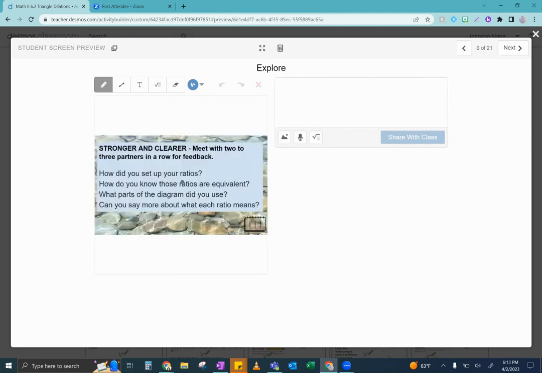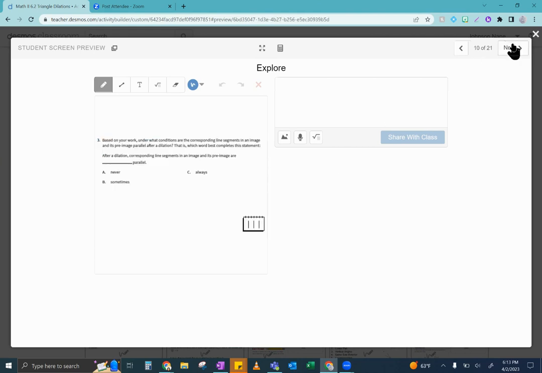How did you set up your ratios? How do you know these ratios are equivalent? What parts of the diagram did you use? Can you say more about what ratio means? So again, ratio just means one part to another part, or a whole part to another part. And when you're doing these ratios, just make sure you're setting them up in the same order.